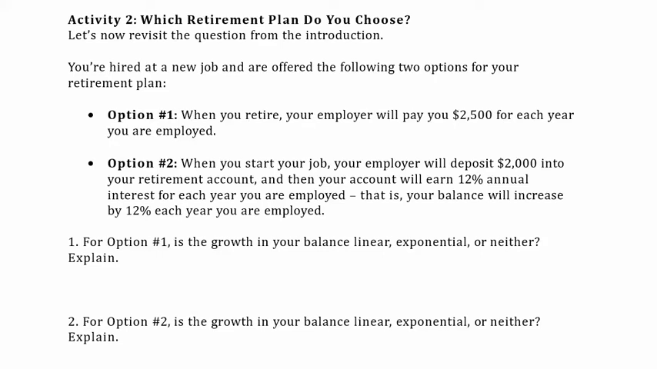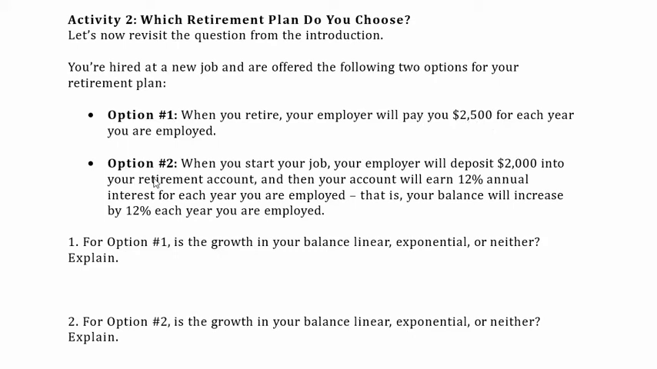Let's continue our discussion about types of growth by going back to the question at the beginning of this section. Which retirement plan do you choose? So remember the options. Option 1, when you retire, your employer will pay you $2,500 for each year you are employed. So that's going to be a constant amount of growth.